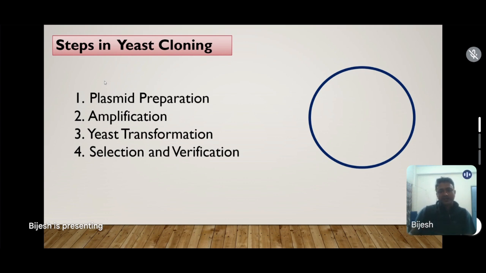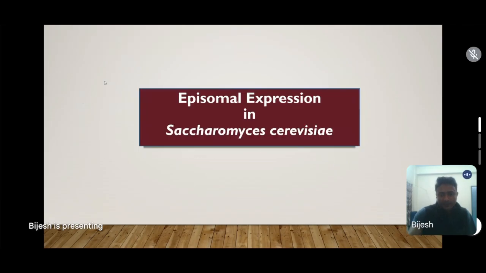Then next comes selection and verification. We'll go step by step: whether our protein is expressed, whether we can detect it properly, and whether it is functional. This we have to do. First, as I told, we'll go for episomal expression so that we know we'll have a little bit of yield of our protein.